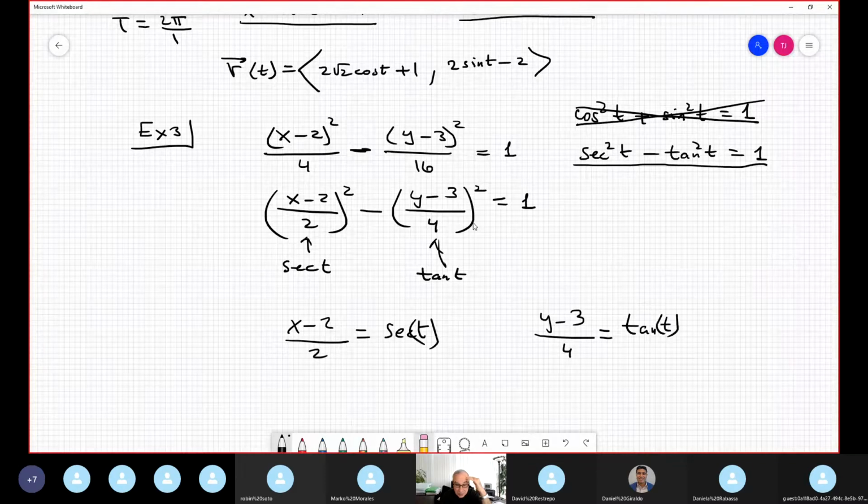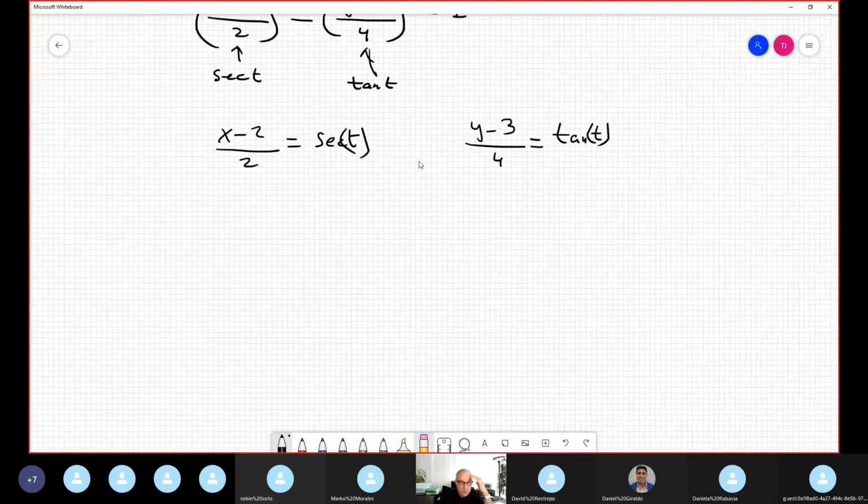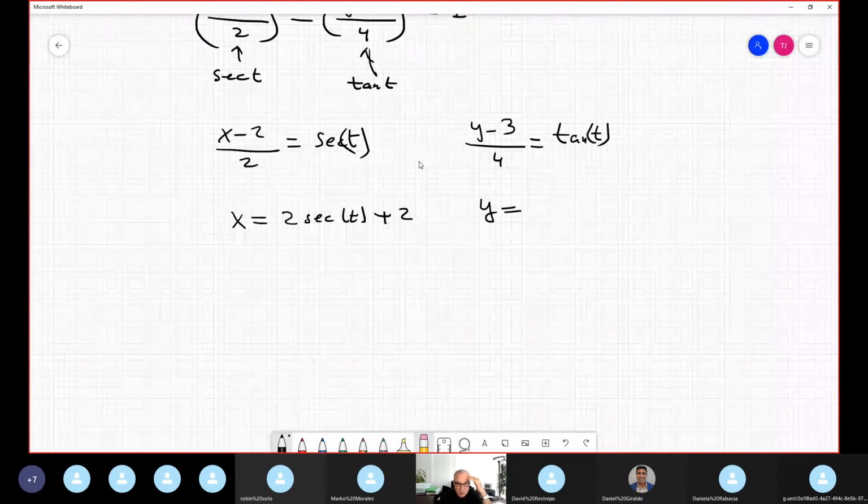Here t is the argument of the trigonometric functions. Therefore, the parametric equations are x equals 2 times secant t plus 2, and y equals 4 times tangent t plus 3.